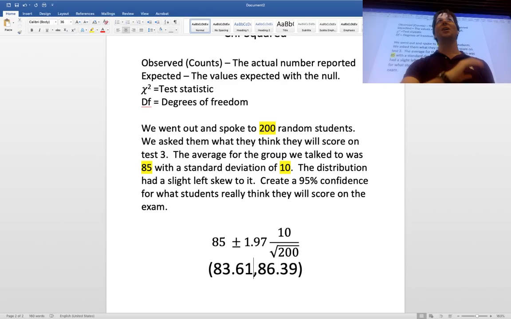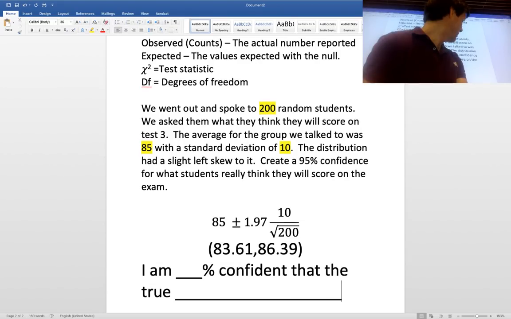Here is Brian's way to interpret every confidence interval. I am blank % confident that the true, and we're going to put blank right here, is contained in the interval blank to blank. I am blank % confident that the true blank is contained in the interval blank to blank.